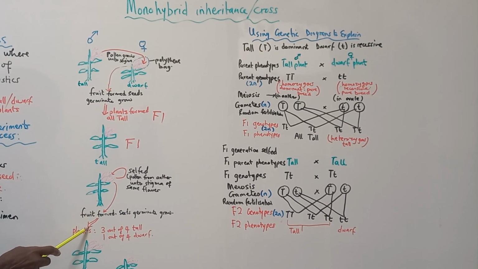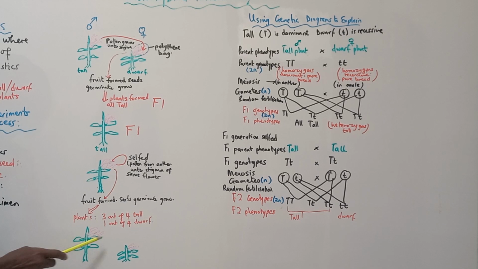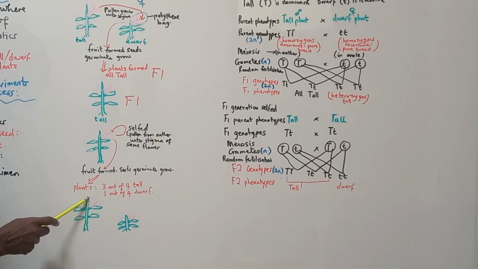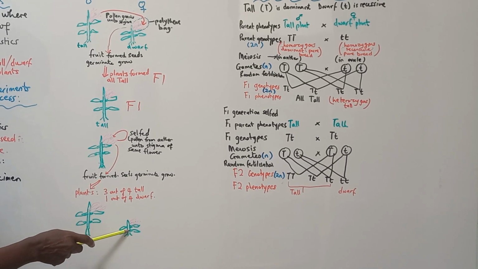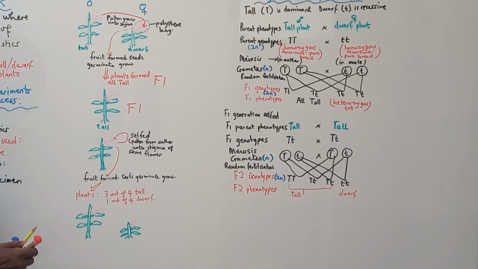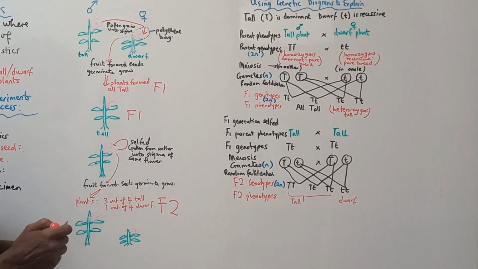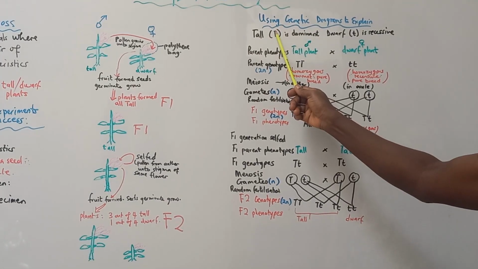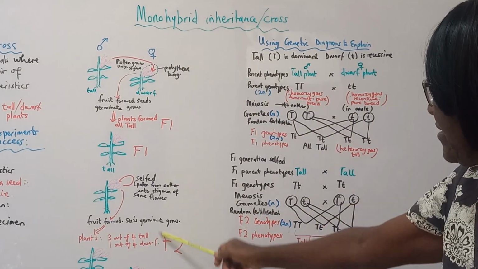And what was the result? The results produced tall plants as well as dwarf plants. Three out of four of the plants were tall, one out of four dwarf. And these plants that were produced were the F2 generation. We explained all these terms in our last lesson. We'll use genetic diagrams to explain this process.